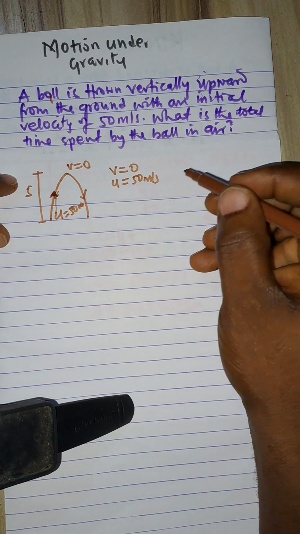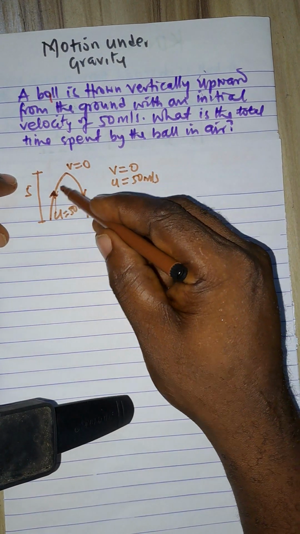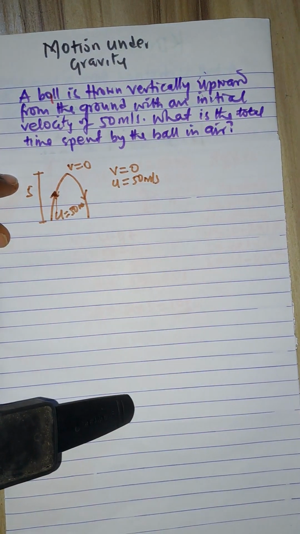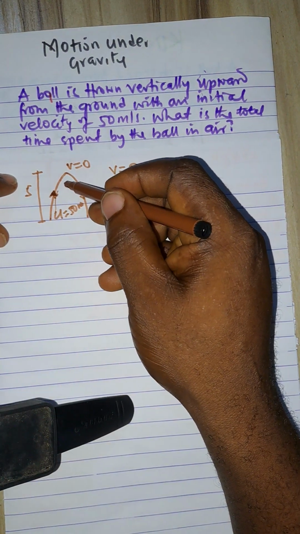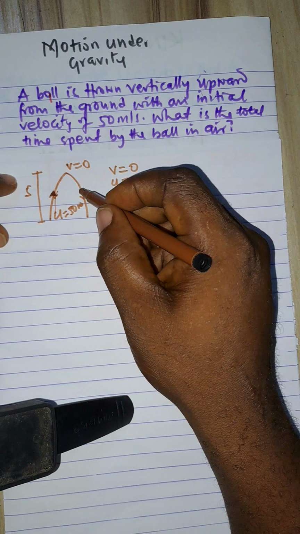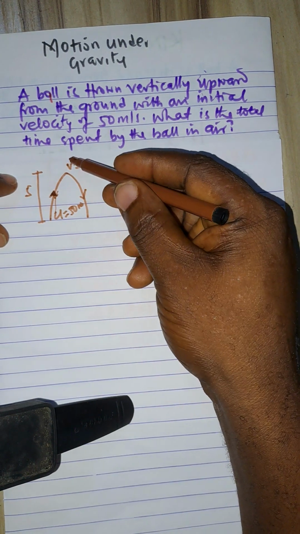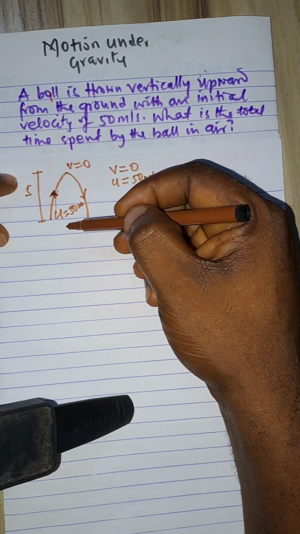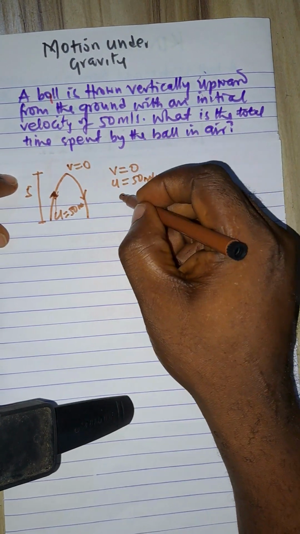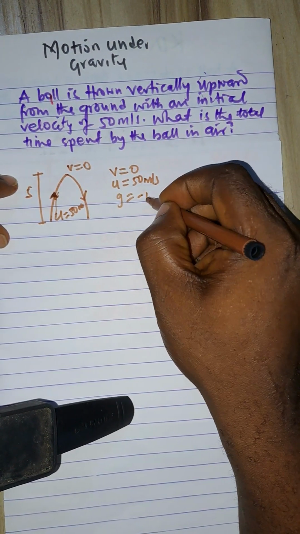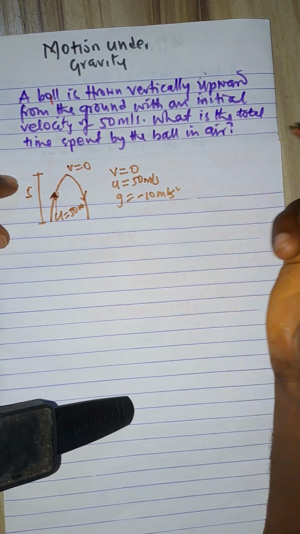Now, because it's moving against the Earth's gravitational field, or gravitational field intensity of the Earth, g has to be negative. If it is dropped from a height and is falling towards the center of the Earth, g is positive. But as it's moving against gravity, g will be negative 10 meters per second squared.